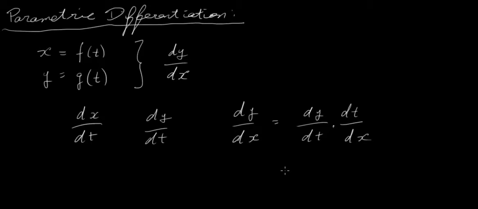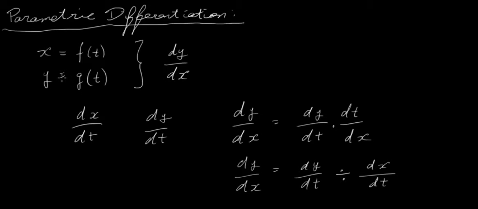We can find dy dt by just differentiating this function here. We can find dx dt, but we need dt dx, which is the inverse of this. So really what we need to do is just take dy dt and divide by dx dt. Remember, if you divide by dx dt, it's the same as multiplying by dt dx. You flip this upside down and multiply. So dy dx will just be dy dt divided by dx dt. We can find dy dt by differentiating this function and dx dt by differentiating this function here.